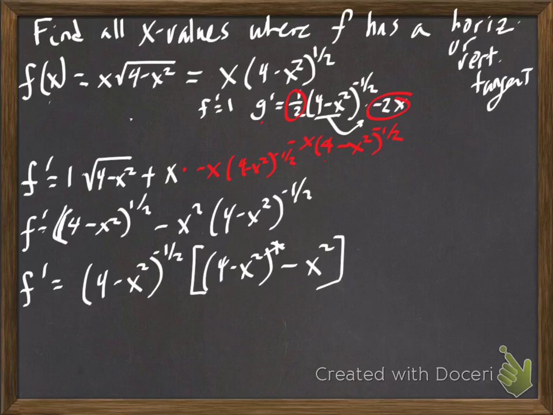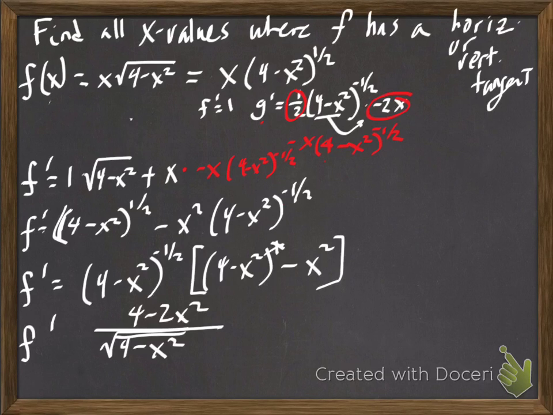These will simplify. So on top I have 4 minus 2x squared if I simplify those. And on bottom, because I'm going to go ahead and put this on the bottom to fix the exponent, I have the square root of 4 minus x squared. So after all that, we finally have our derivative: 4 minus 2x squared over the square root of 4 minus x squared.